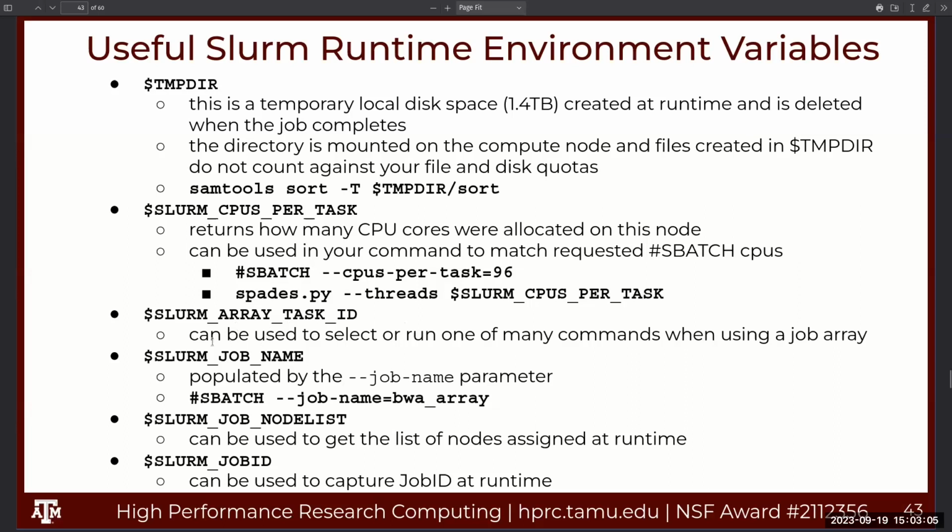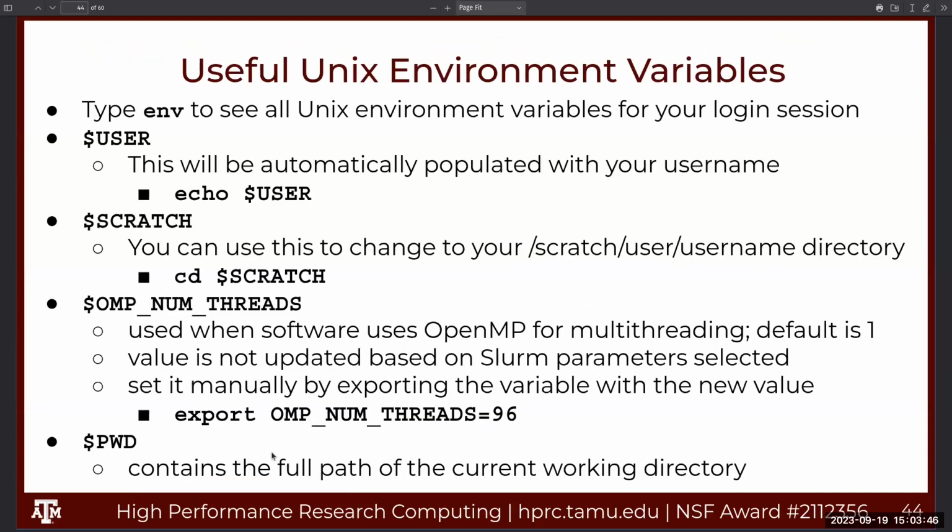Slurm CPUs per task, we mentioned that earlier. Array task ID, we're not going to do arrays, we'll skip that. Job name, you may want to use the job name in some of your output directories or output file names. You can capture it using this variable. Node list, you might need to send your software a list of nodes that it wants to run on. That's available. Slurm job ID is populated at runtime, and if you want to use it in the name of the output file or anything else, you can capture that using that variable.